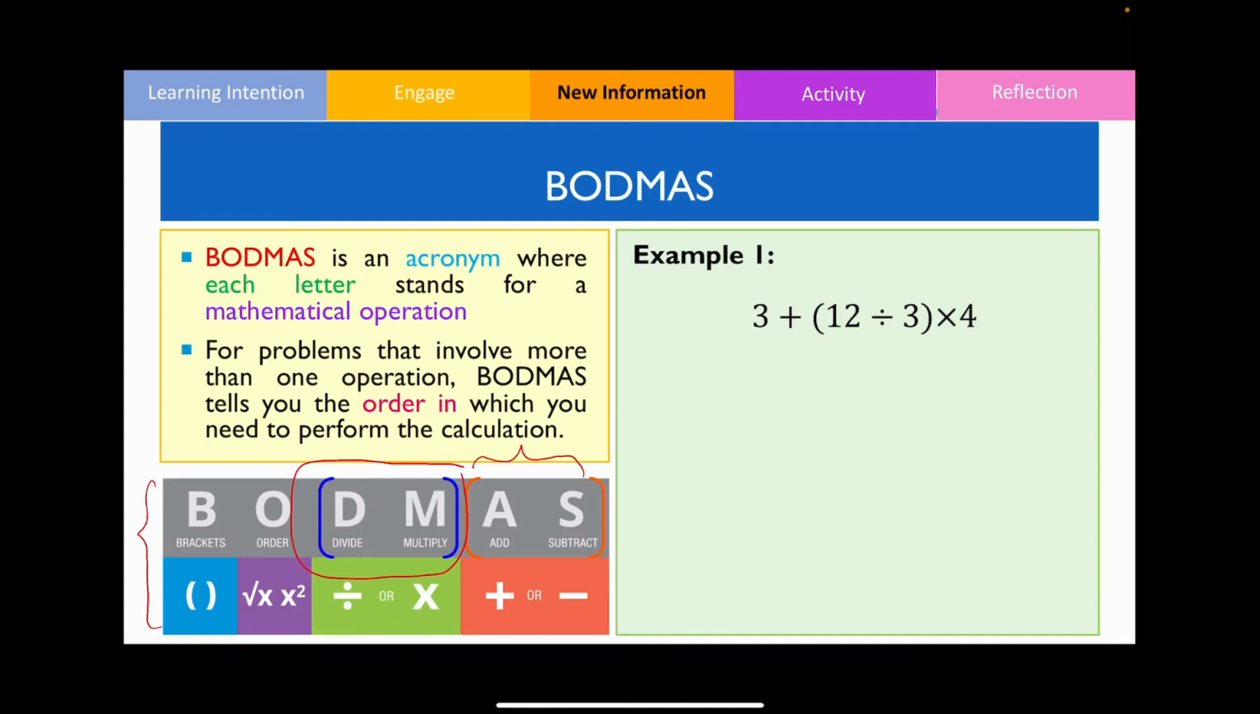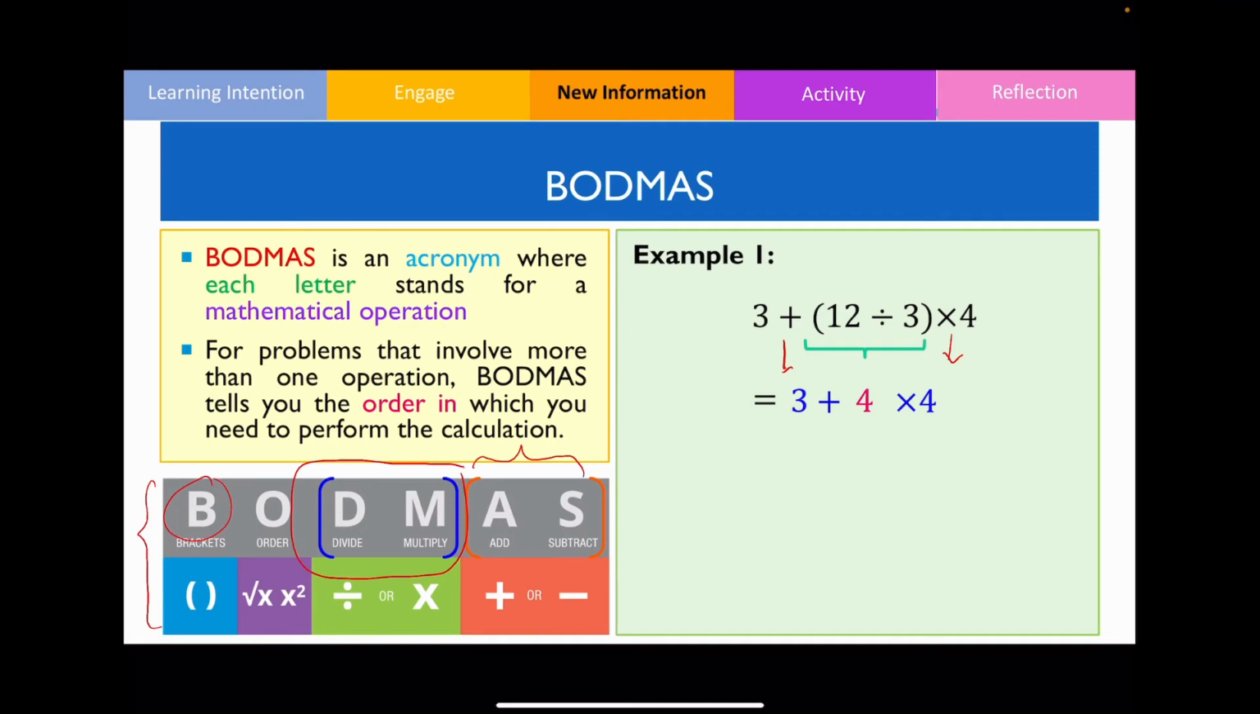So in our first example, it reads 3 plus bracket 12 divided by 3 close bracket multiplied by 4. According to BODMAS, I should always do brackets first, okay? So in this case over here, I'm going to do whatever is inside the brackets. So that's 12 divided by 3. 12 divided by 3 is equal to 4. And now what I'm going to do is after I've answered that component, I'm just going to drag everything down that I haven't done yet. So I haven't done this and I haven't done this. So I'm going to drag that down like so.